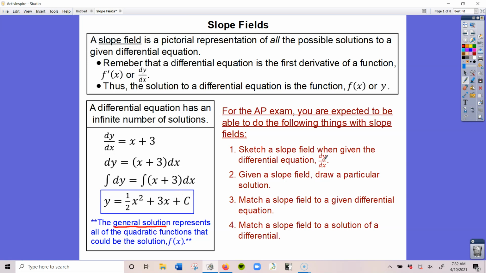Now in the AP exam, you are expected to do these 4 things with slope fields. 1, you should be able to sketch a slope field when you're given the differential equation. 2, if you are given a slope field, you should be able to draw a particular solution. Both of these 2 things we're going to do in the next example. And then you're also expected to match a slope field to a given differential equation and match the slope field to a solution of a differential equation. So let's practice 1 and 2.